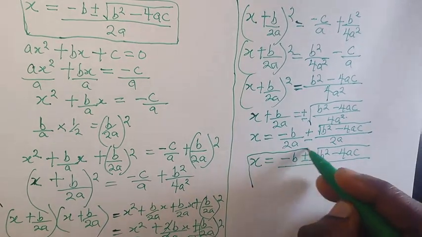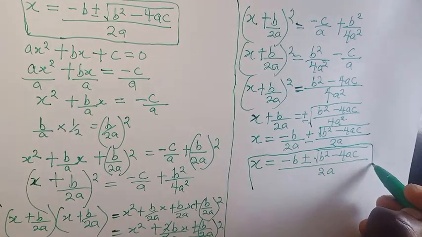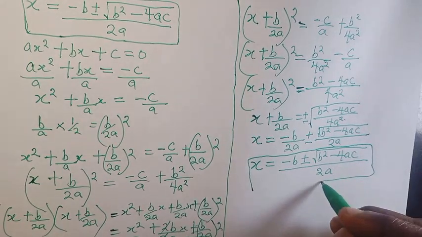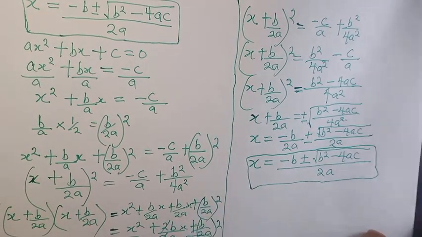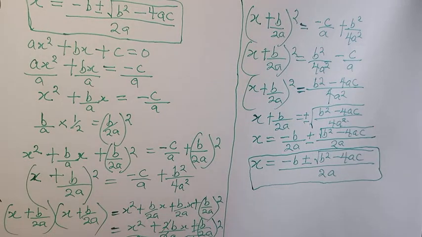So we've been able to show that when ax squared plus bx plus c is solved, we get x equals minus b plus or minus root b squared minus 4ac all over 2a.